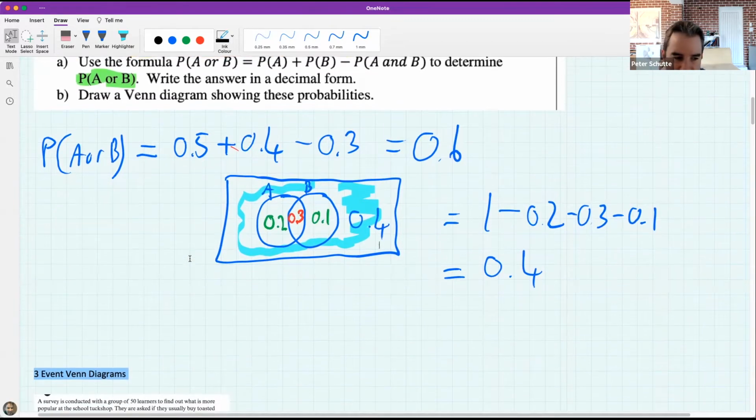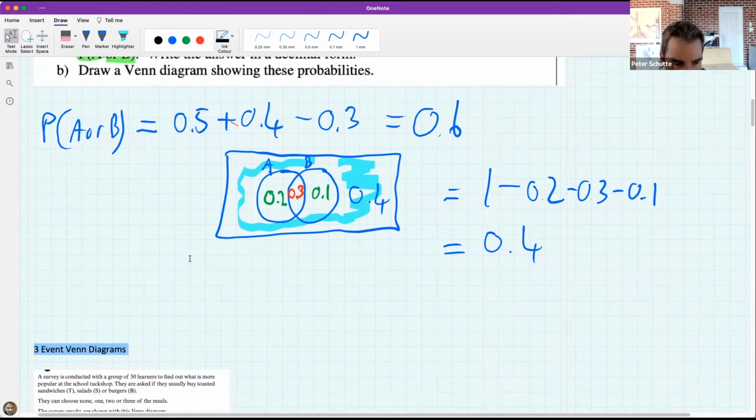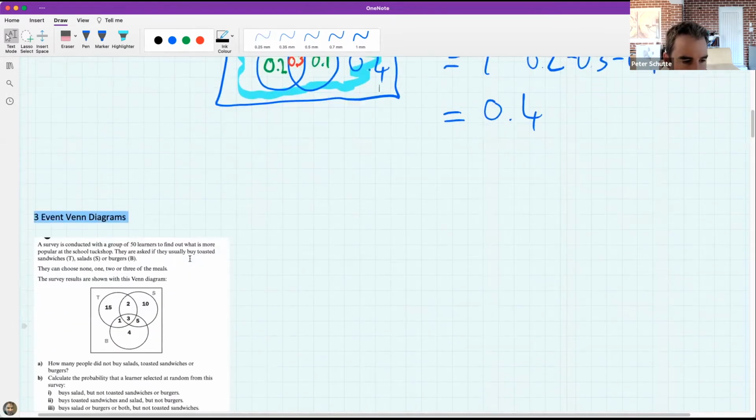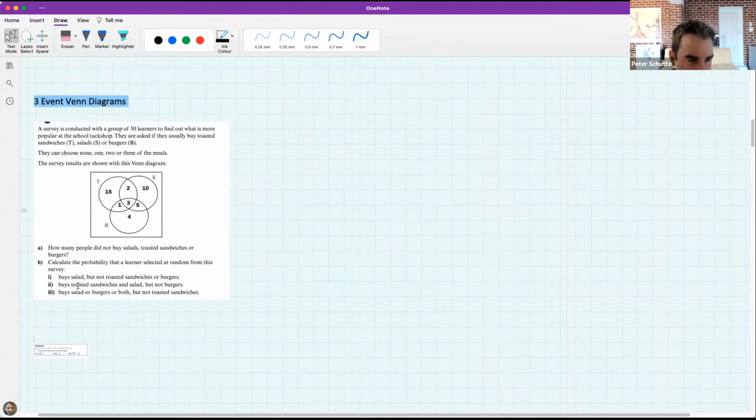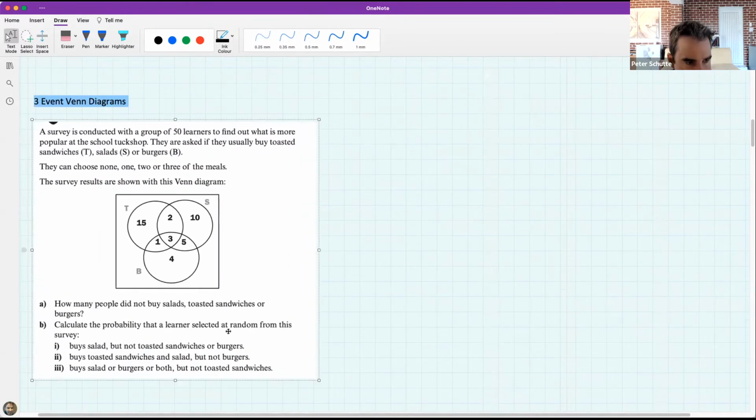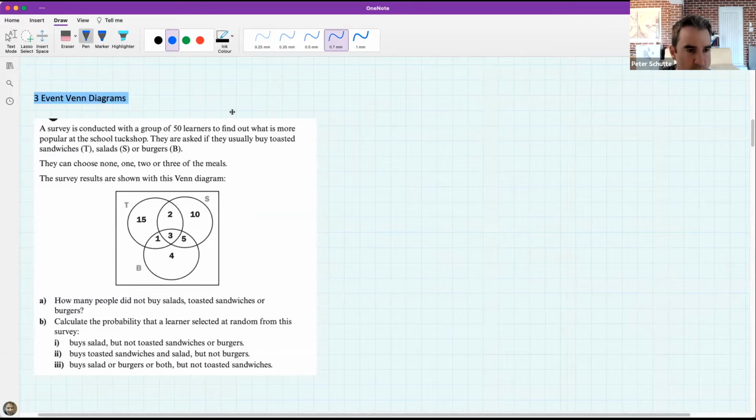Up or down? Okay. So, my people, it is time for us to venture into new territory. I want to consider a probability situation with a Venn diagram where there are 3 possible events that can occur. So here is the situation. A survey is conducted with a group of 50 learners to find out what is more popular at the school tuck shop. I'm sure you can relate to this type of situation. And they are asked if they buy toasted sandwiches, salads, or burgers.